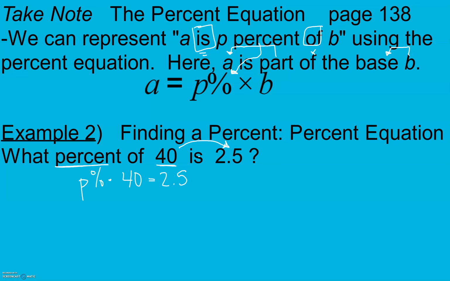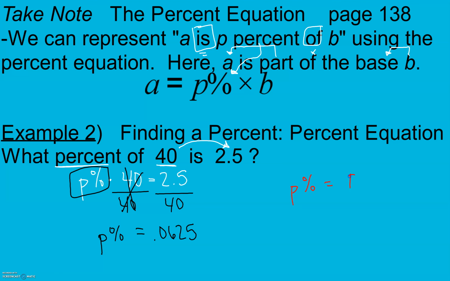Right now, to solve, my variable's being multiplied by 40, so I'm going to divide. Whatever I do to one side, I do to both. And I get 0.0625. This is my decimal. Now I need to switch it to a percent. And when we move it to a percent, we multiply by 100 and write it with 2 decimal places moved. That's because P percent is the same as P over 100, so I can multiply both sides by 100. And P is going to be 6.25%.